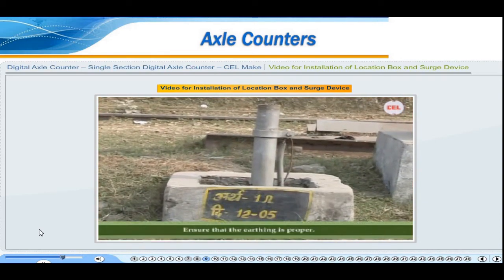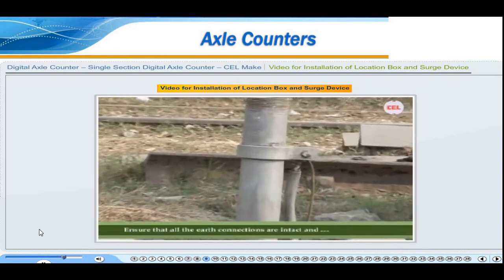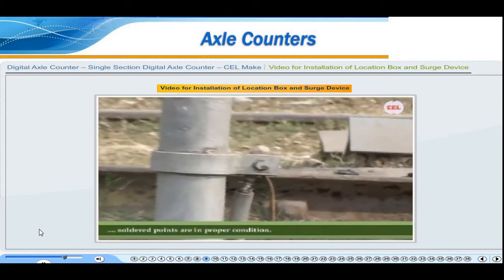Ensure that the earthing is proper. All the earth connections should be intact and the soldered points should be in proper condition.